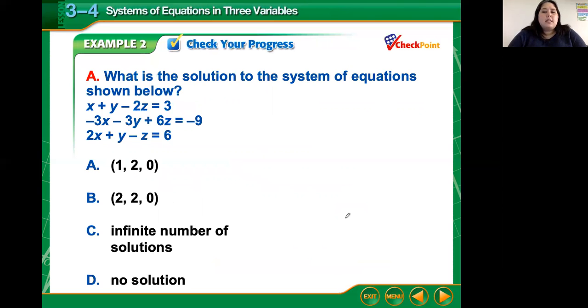So what is the solution to the system of equations shown below? Go ahead and take a moment, pause the video, give it a try, and then unpause when you're ready to take a look at it.